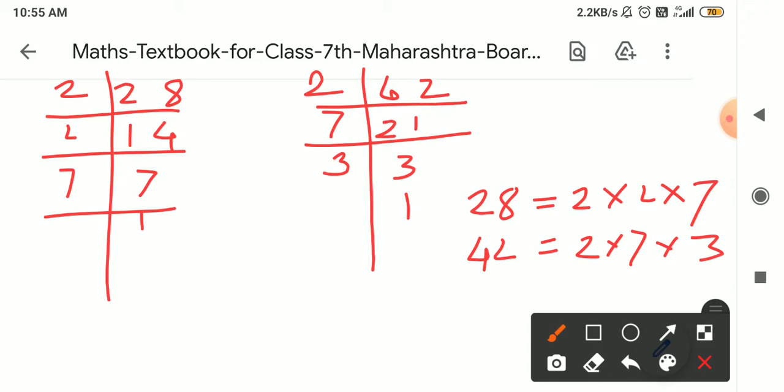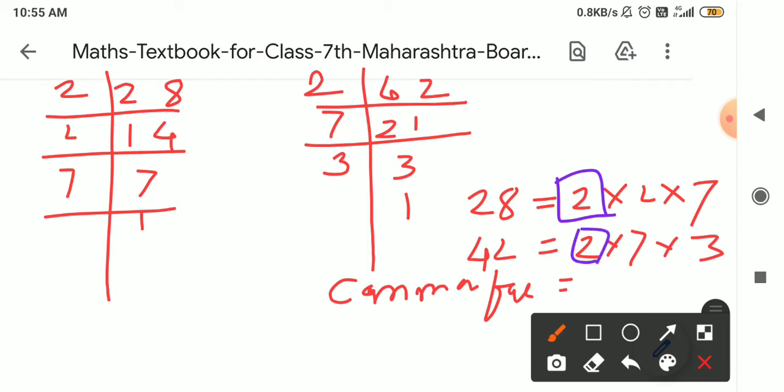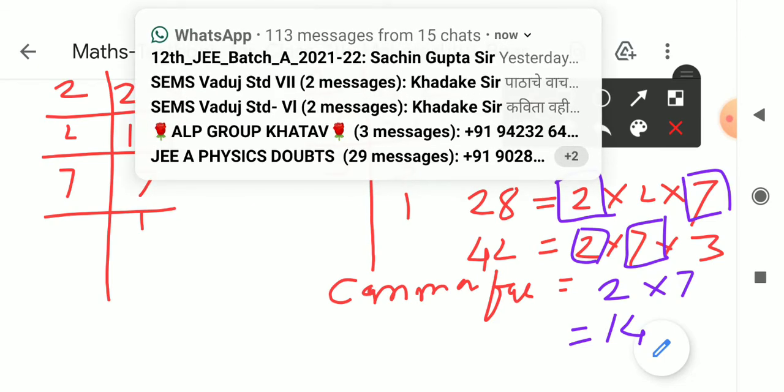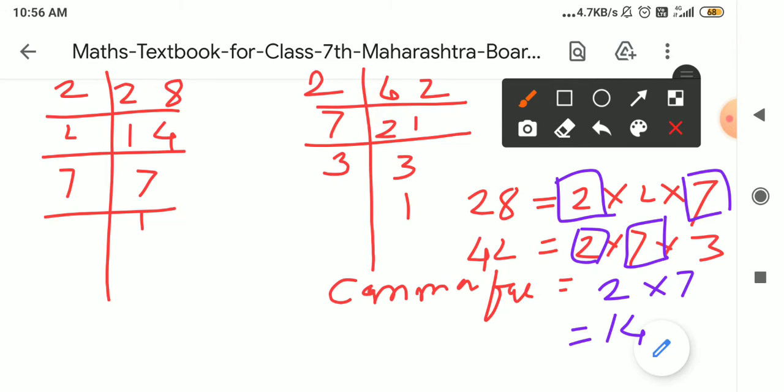Now the highest common factor means the common factor. Let us find the common factors. If you see here, 2 is common in them, and 7 is common in them. So the common factors are 2 and 7, and 2 into 7 is 14. Just note this down: here we got 14.